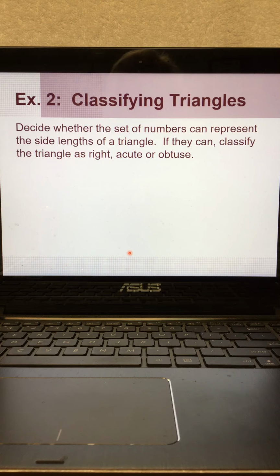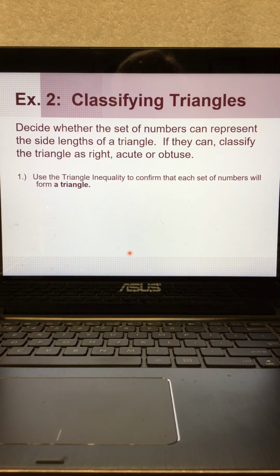But I need you to decide whether the set of numbers can represent the side lengths of a triangle. If they can, I need you to classify the triangle as right, acute, or obtuse. Now there's two parts to this. The first thing we need to do is use the triangle inequality to confirm that each set of numbers will form a triangle. And that's something we learned back in chapter 5. And we'll talk about that in just a minute.